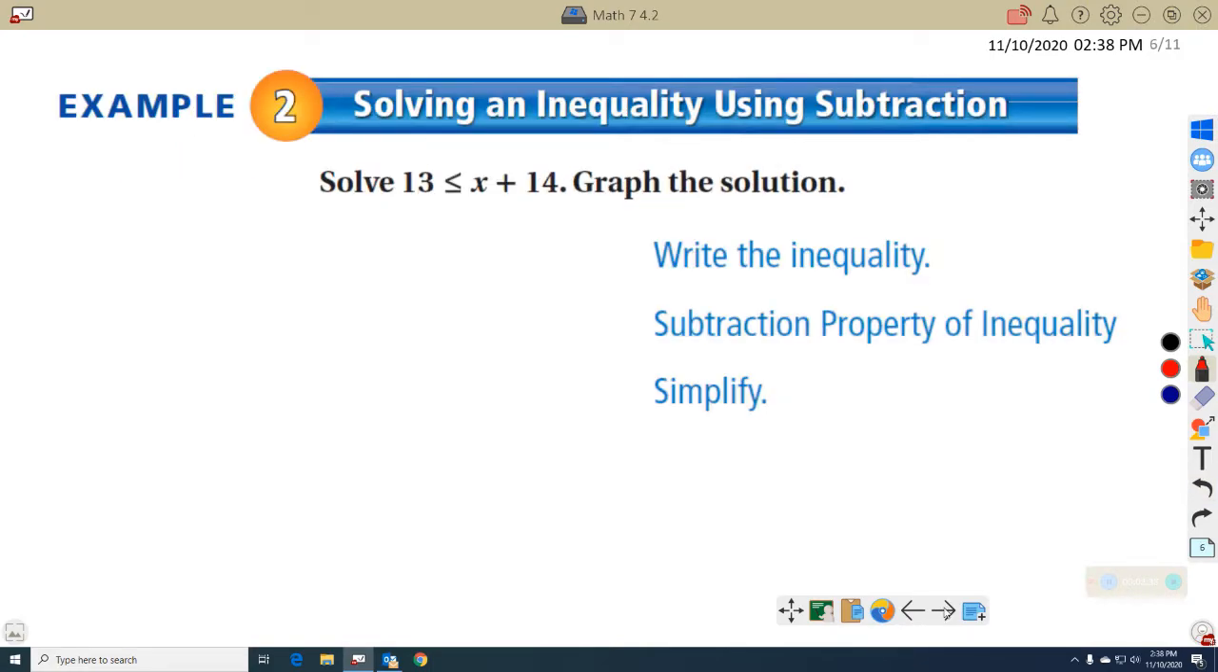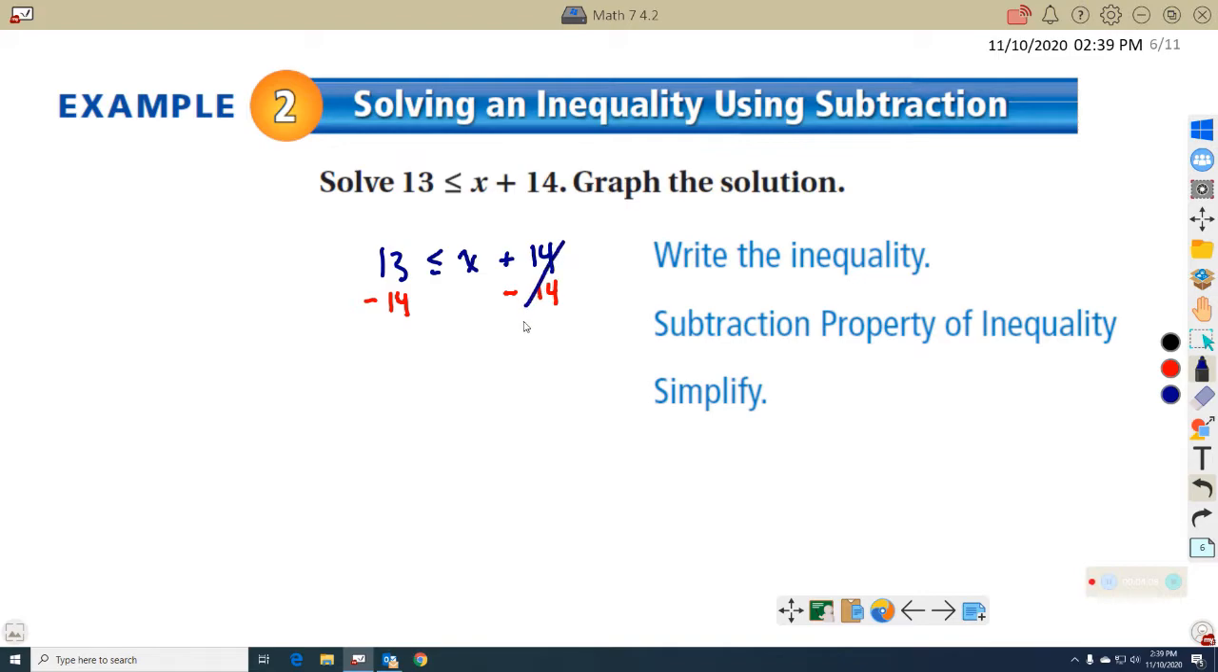Example 2, solving an inequality using subtraction. Well, this is very similar to what we just did with addition, but let's see why it's subtraction now. I'm going to write the inequality. So 13 is less than or equal to x plus 14. And here we go. I need to subtract 14 from the right side so I can get x by itself. And whatever I do to the one side, I have to do to the other side.